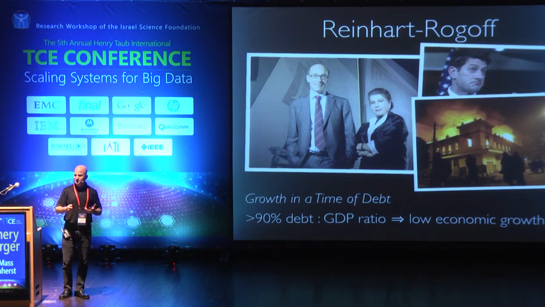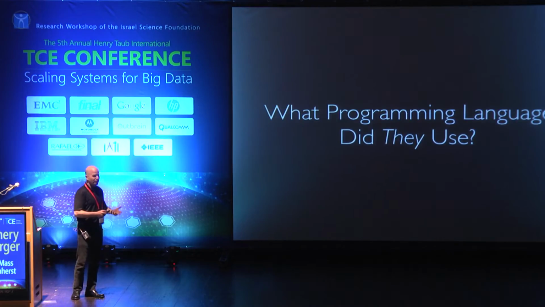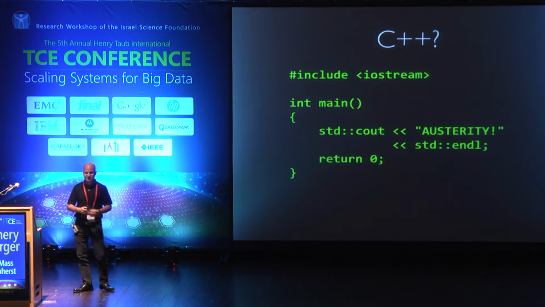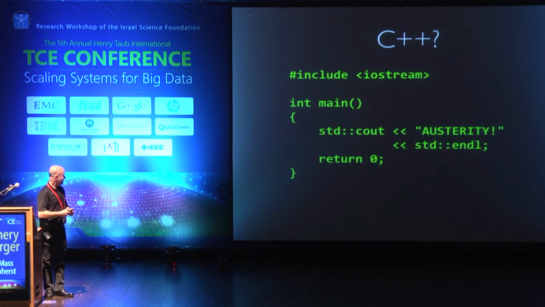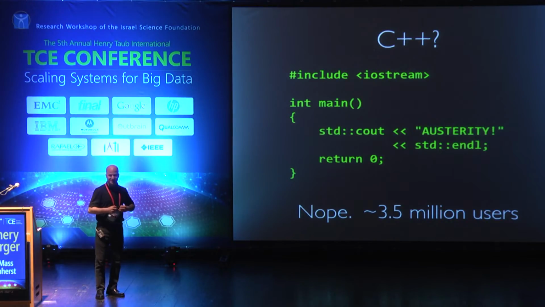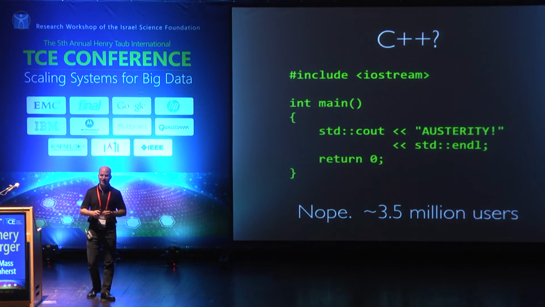So you might ask yourself, how did they do this analysis? It's a complex analysis. So what programming language did Reinhart and Rogoff use to come up with these results? Did they use C++? The answer is no, they did not use C++. It's a reasonable guess. It's a fairly widely used programming language. It has about 3.5 million users, but Reinhart and Rogoff are not among them.